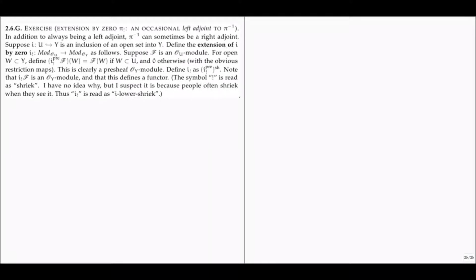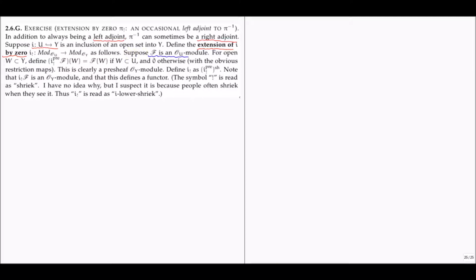The inverse image is always left adjoint to the push forward, but sometimes it is also a right adjoint to some functor, and this functor is called the extension by zero. When i is an inclusion of an open subset U into Y, let's define the extension of i by zero, denoted i shriek, in 2 steps.